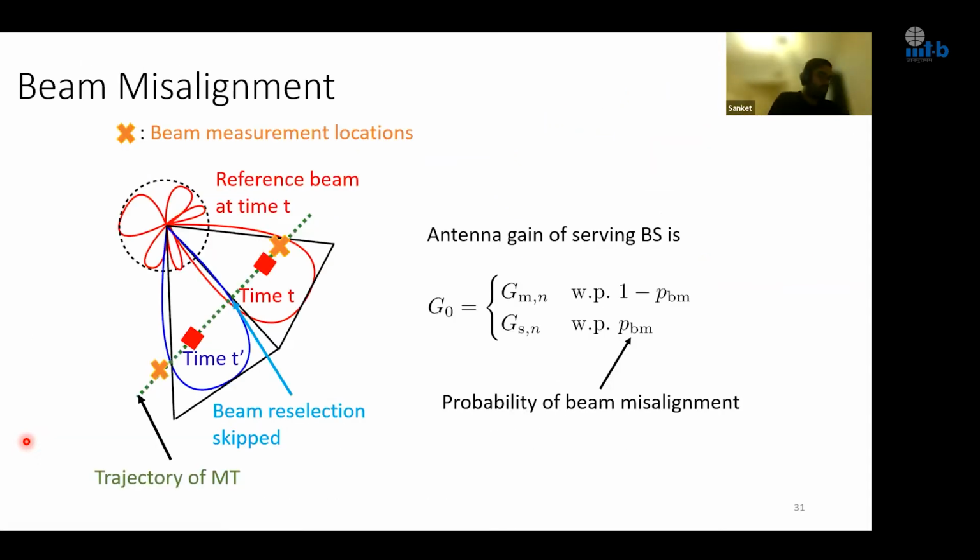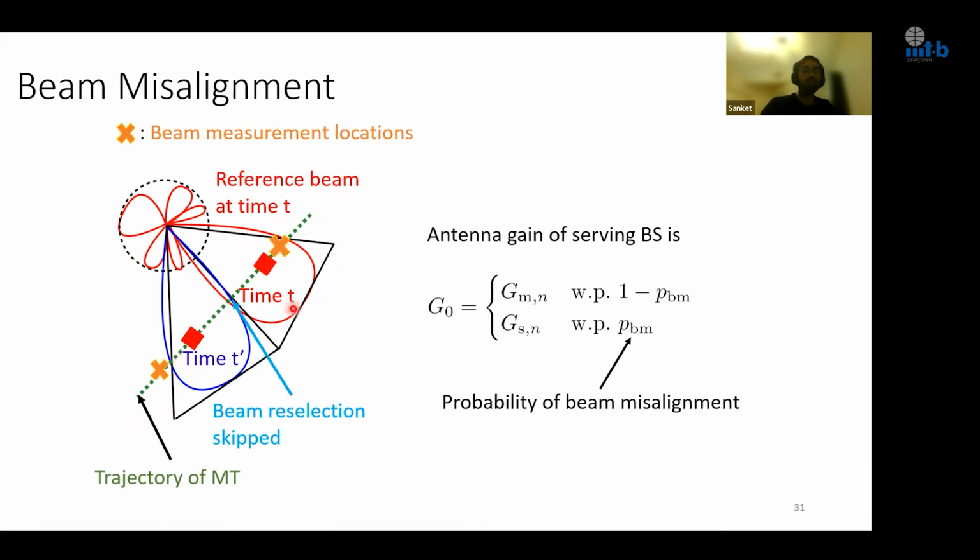Now, obviously, when we have beams, the key challenge is beam misalignment. In practice, if you go through the 5G NR standards, beam selection or reselection, these beam measurements, essentially determining which beam is the best beam for the user, happens every certain period of time. It could be 5 milliseconds, 10 milliseconds, or 20 milliseconds. Let's say these crosses show the locations at which the beam measurement is done, where the base station asks the user to report which beam is the best beam to communicate over. So these crosses denote the locations. Let's say this could be a 20 millisecond difference between these 2 points.